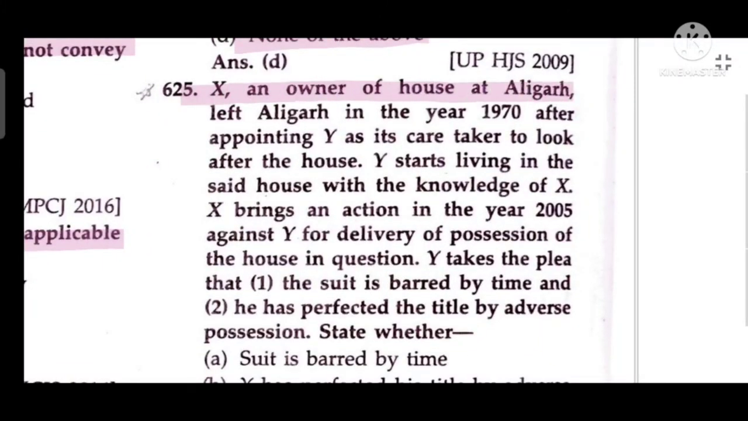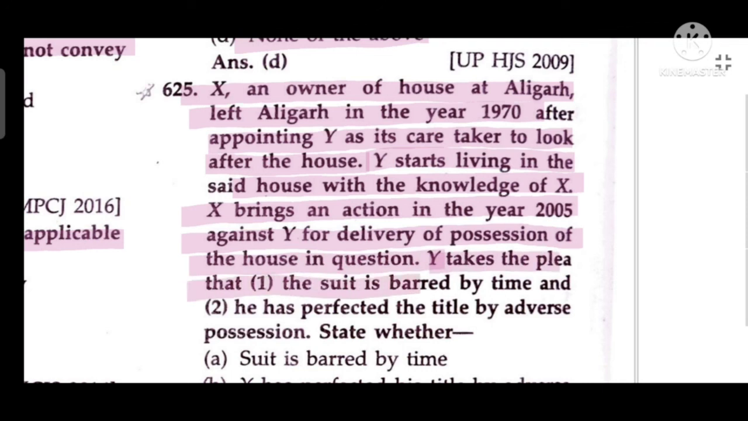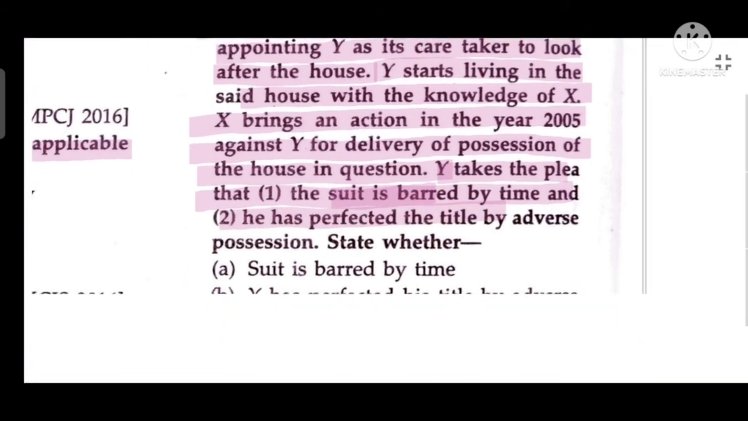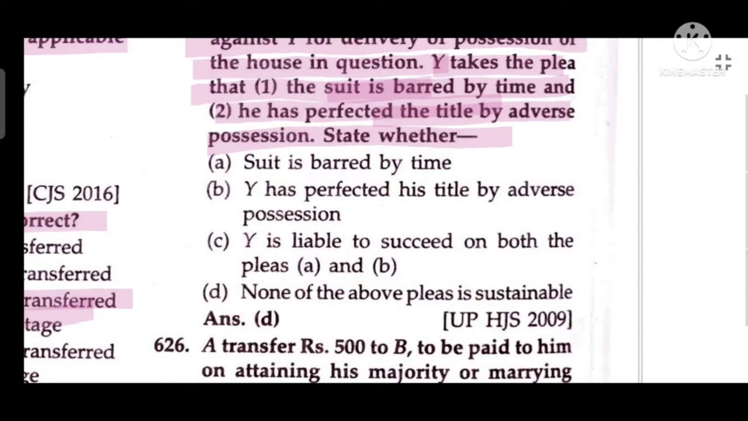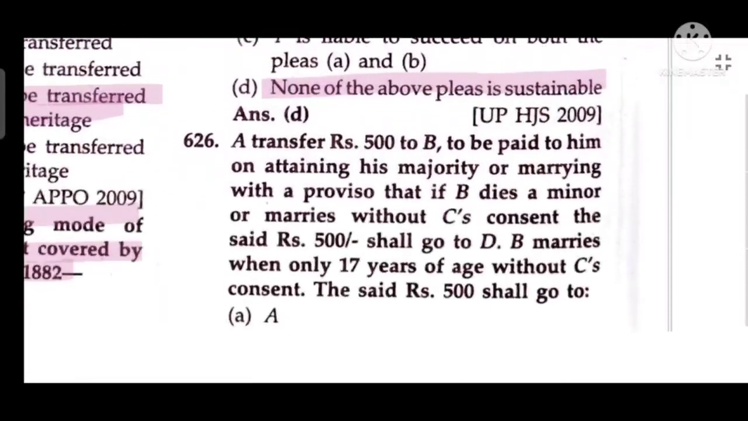X, an owner of a house at Aligarh, left Aligarh in the year 1970 after appointing Y to look after the house. Y started living in the said house with the knowledge of X. X brought an action in the year 2005 against Y for delivery of possession of the house in question. Y takes the plea that first, the suit is barred by time; second, he has perfected title by adverse possession. State whether any of the pleas is sustainable.